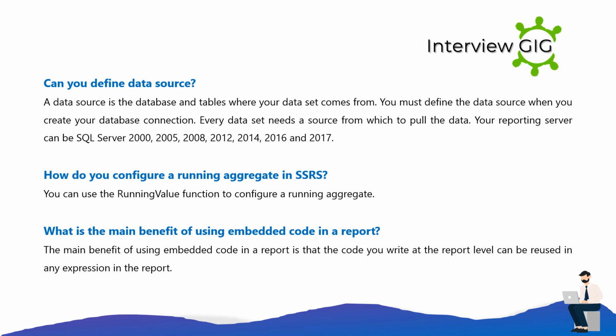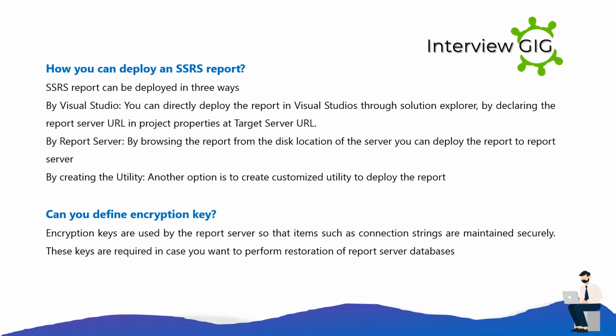How do you configure a running aggregate in SSRS? You can use the RunningValue function to configure a running aggregate. What is the main benefit of using embedded code in a report? The main benefit of using embedded code in a report is that the code you write at the report level can be reused in any expression in the report. How can you deploy an SSRS report?